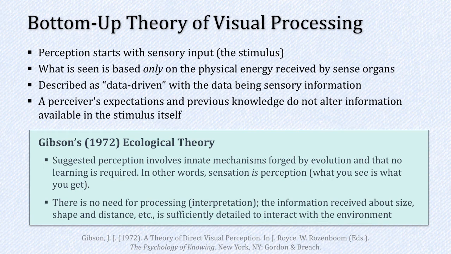Gibson suggested that perception involves innate mechanisms that require no learning. In other words, Gibson argued that sensation is perception. What you see is what you get. He also argued that there's no need for processing or interpretation. The information received about size, shape, and distance, for example, is sufficiently detailed to interact with the environment.